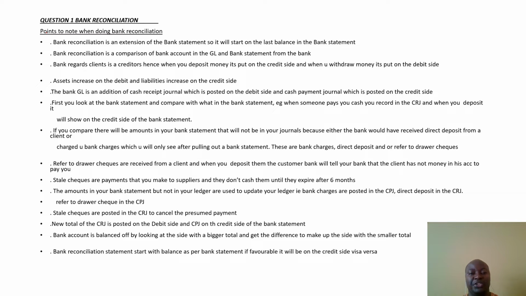So when you receive a check, it's someone who is paying, right? So where do you put it? In your cash receipt journal, and then you deposit it in your account. It should be put on the credit side of the bank's ledger. But now they won't put it there because the person doesn't have money, so they return the check to you. So what do you have to do? You have to cancel that receipt that you initially made, isn't it? So what do you have to do? You have to put it in your cash payment journal, isn't it? So all refer to drawers are put in your cash payment journal.